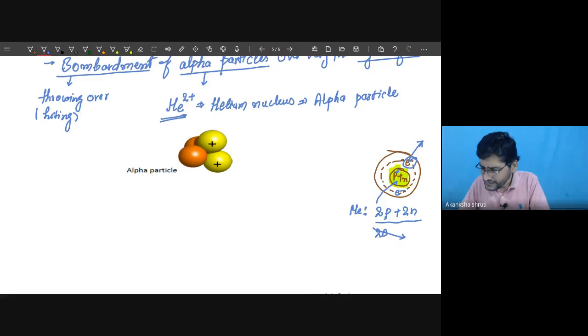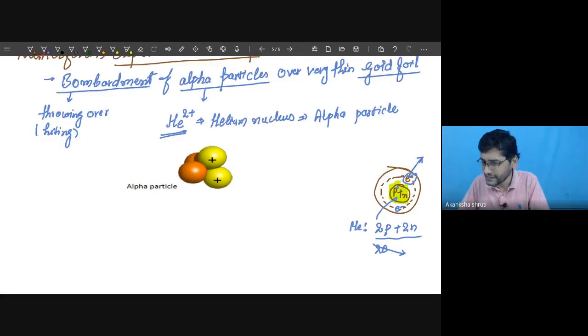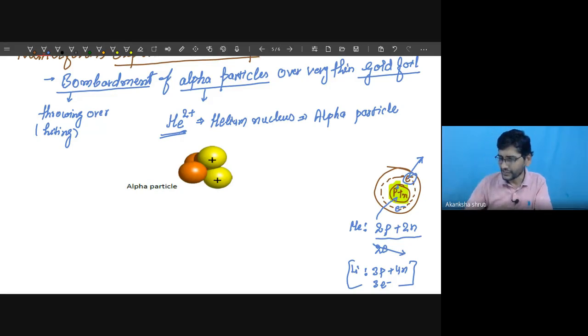Students, if you consider lithium, beryllium, boron or any other element, only the number of protons and electrons changes. The number of protons is the serial number we learned in our last chapter. For lithium, it will contain 3 protons. The number of neutrons will vary. It contains 4 neutrons and 3 electrons also. This model we will learn in our next section.